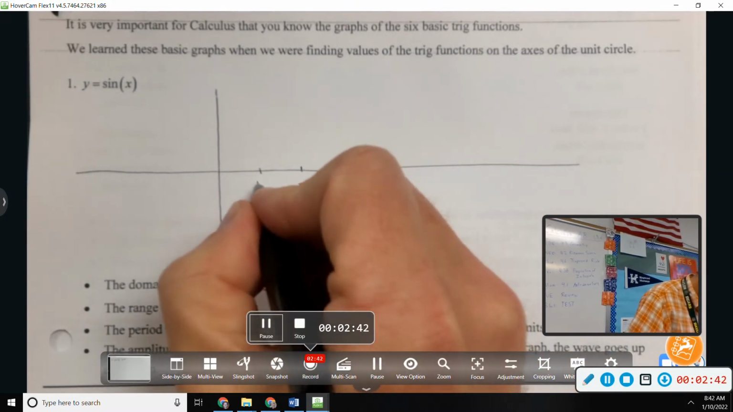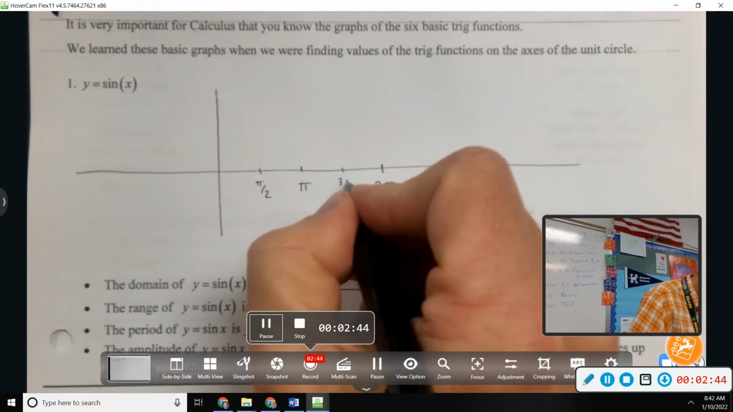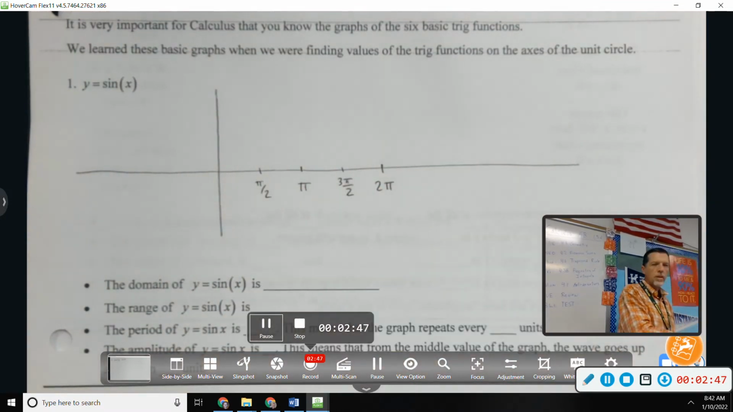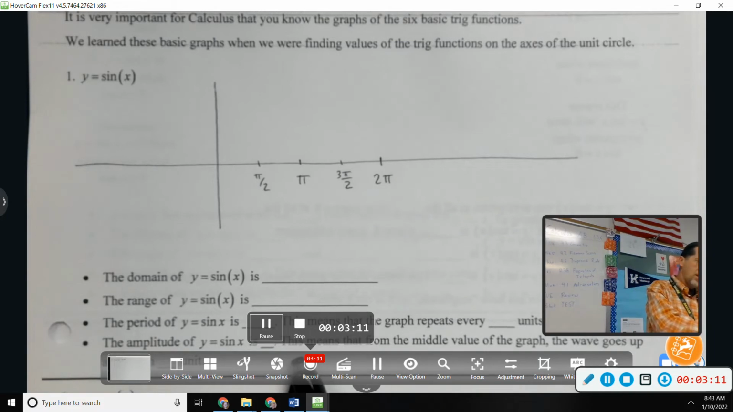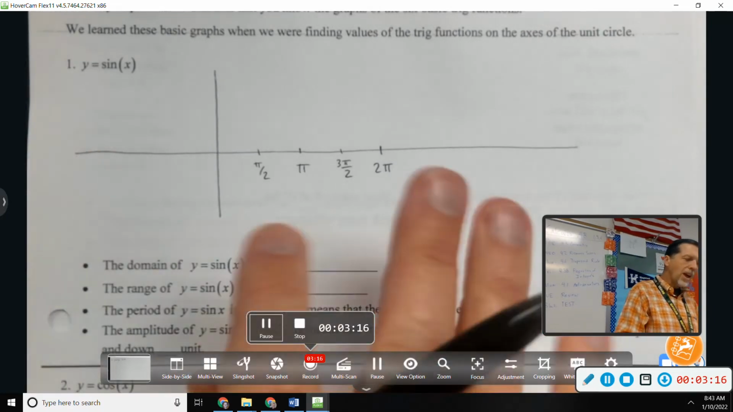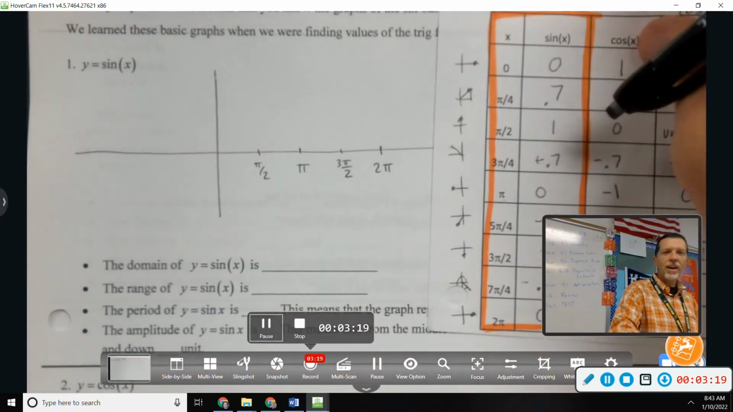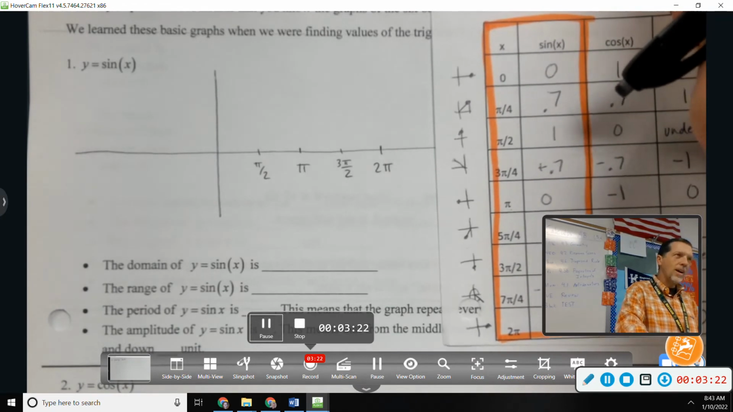There's pi. Pi over 2. 3 pi over 2. And I think that's enough for labeling. If we put pi over 4 on there, it gets a little bit messy. Obviously, if we put pi over 3 and pi over 6 over there, all of that would be really messy. So just put every multiple of pi over 2, and we'll kind of fill in. Well, we'll start with this and see. All right, we already have a table built. So basically, we did a table of values already that will help us make this graph.